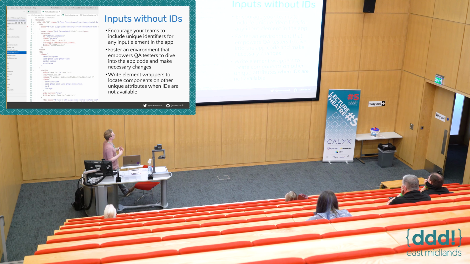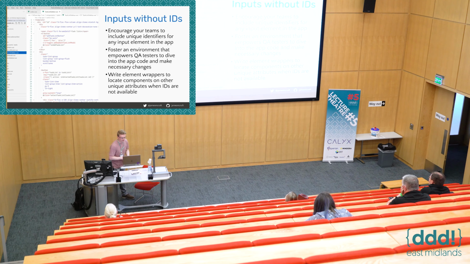But I'd also say foster an environment that empowers your QA manual testers to be able to dive into the app code and make those changes themselves. All they're doing is adding an ID. It could break your application, but it's unlikely to. If you need to add an ID to an input field, a tester should be able to go in, make that change, make a PR, contribute to the team, and ultimately not block themselves.